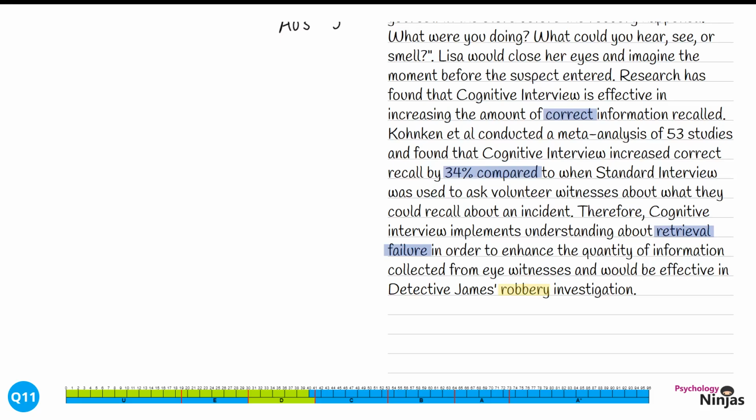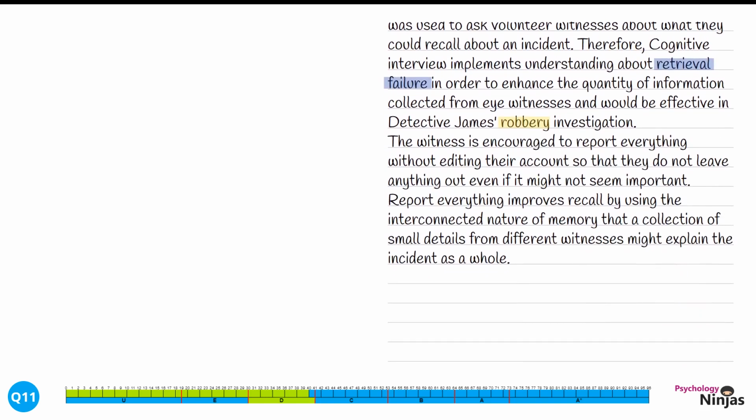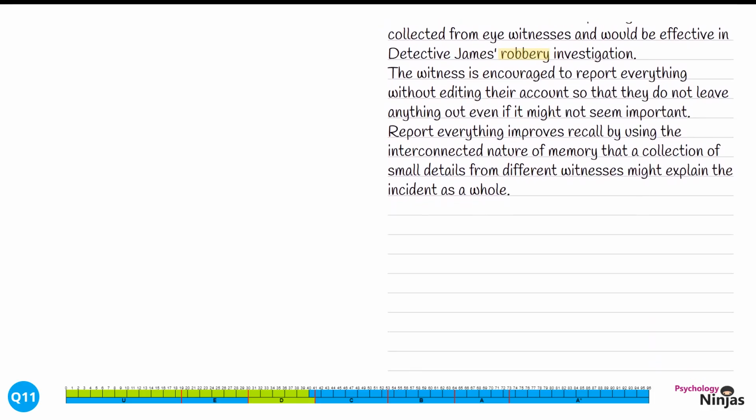We're now going to repeat this process using a new part of cognitive interview. Here we're going to talk about report everything. The witness is encouraged to report everything without editing their account, so that they do not leave anything out even if it might not seem important.